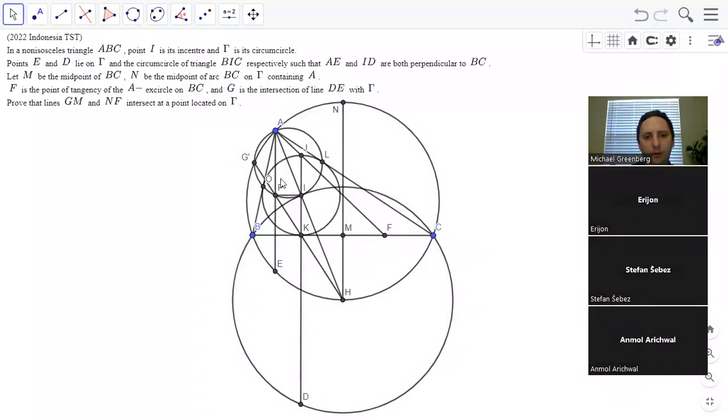So yeah, we can try to show that PE over KD is G prime P over G prime K. The only problem with that is that we basically don't know any of these segments. Well, like KP times KG prime is K. Oh, but J doesn't lie on the circle. Yeah, we don't know enough of those.